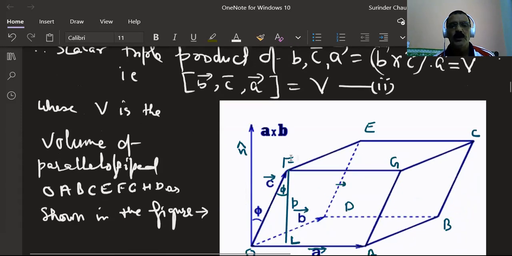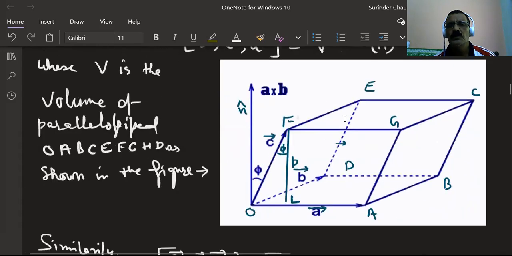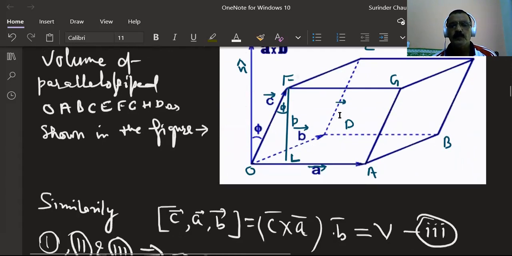Now, as shown in the diagram, the parallelepiped A, B, C, E, F, G, D. The volume of this parallelepiped is V. The volume is given by the parallelepiped formed by vector A, vector B, and vector C. If we write B in place of A, C in place of B, and A in place of C, we will get the scalar triple product of B, C, A. Their conterminous edges meet at O, and they form a right-handed system.